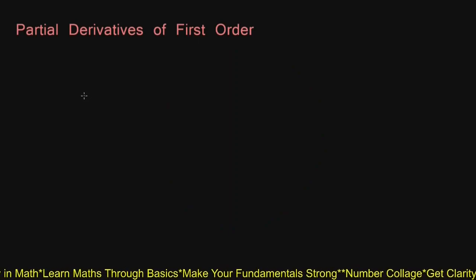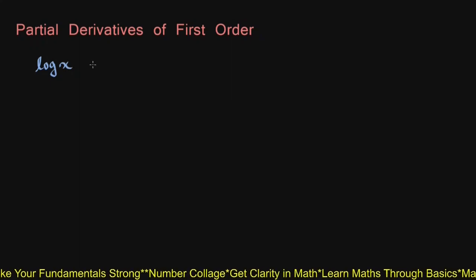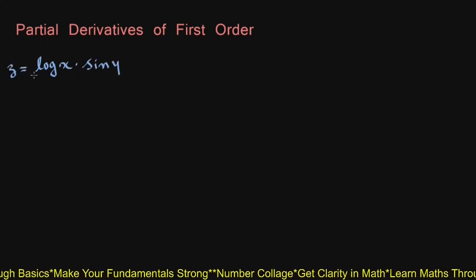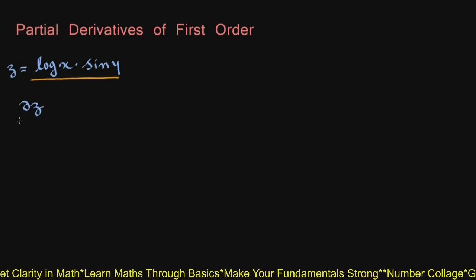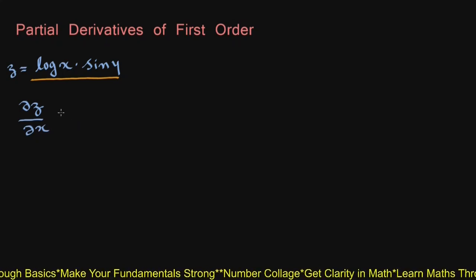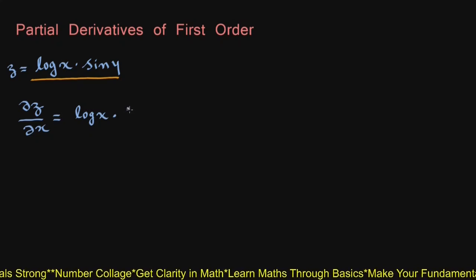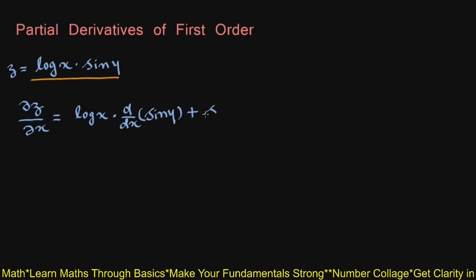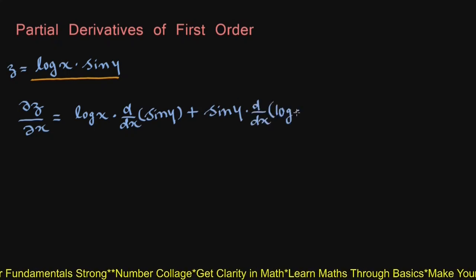Let us find partial derivatives of first order of the function log x sin y. Let this function be z. Here z is a product of two functions. For dou z by dou x, we have to use product rule of differentiation, which is first function log x into derivative of second, d by dx of sin y, plus second function sin y into derivative of first function, d by dx of log x.